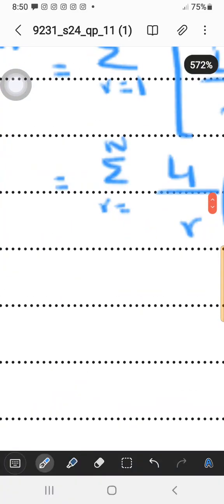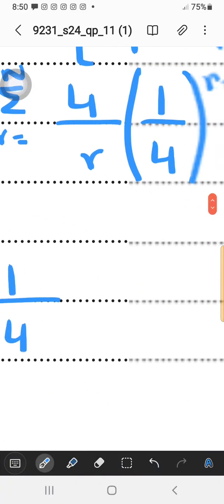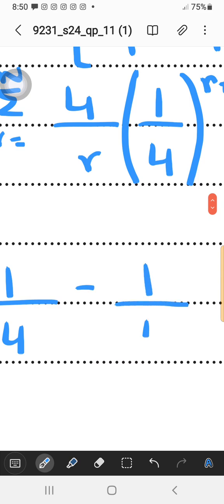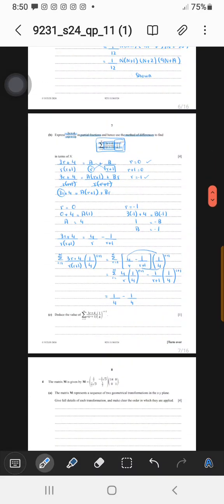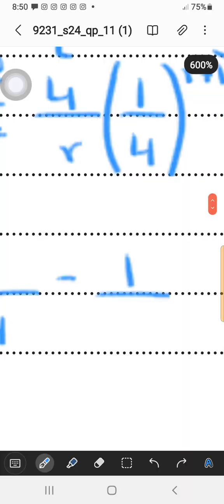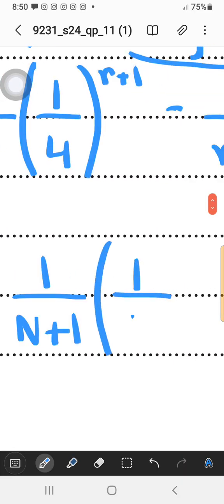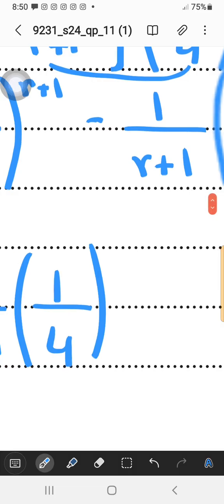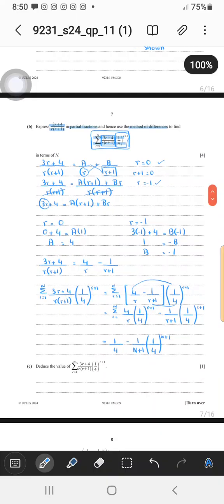I can write here our answer: 1 upon 4 minus, wait for a bit, yeah, there is not a 4, there is minus 1 upon n plus 1 and here is 1 upon 4 power n plus 1. This is our answer. I hope you got it.